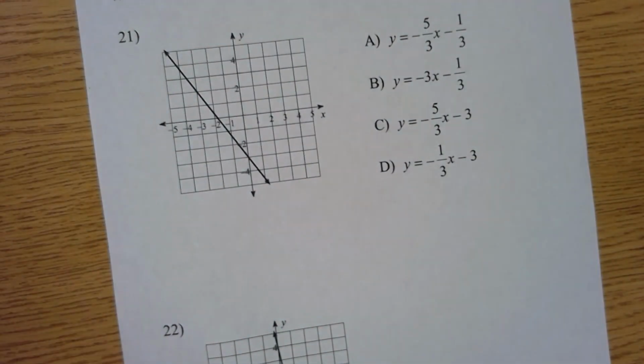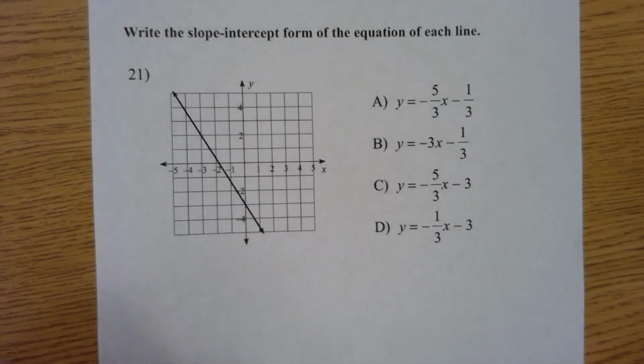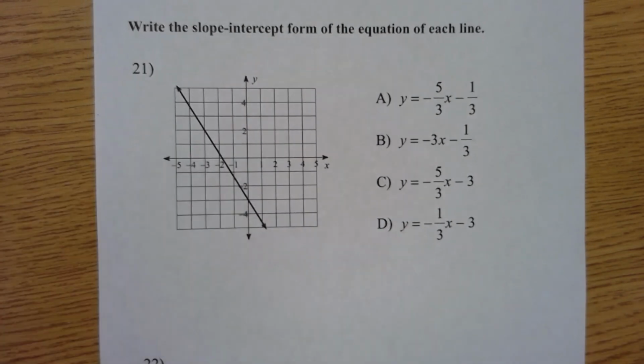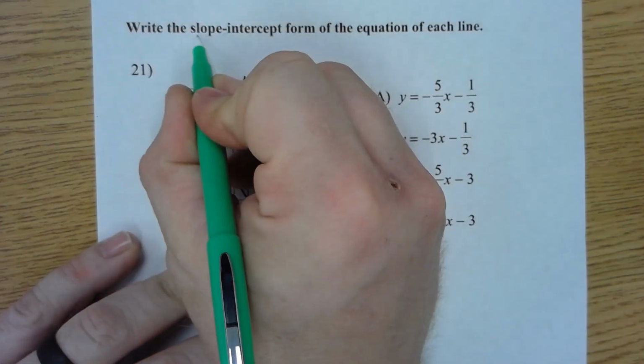Okay, guys, one more set of examples. Questions number 21 and 22 now. So the instructions tell you to write the slope-intercept form of the equation of each line. Okay, so guys, remember, how do we do this? Or what actually is first? What actually is slope-intercept form?